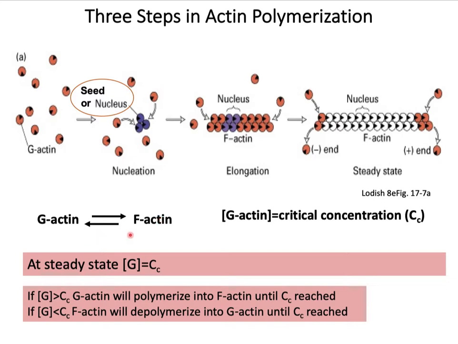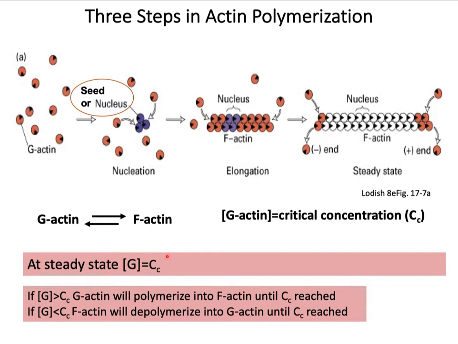You can think of these three steps in actin polymerization as a biochemical reaction, shown here: G-actin being converted to F-actin, and F-actin being depolymerized into G-actin in the reverse direction. At steady state, the concentration of G-actin is the critical concentration. If the actual concentration of G-actin is greater than the critical concentration, G-actin will polymerize into F-actin until the critical concentration is reached.